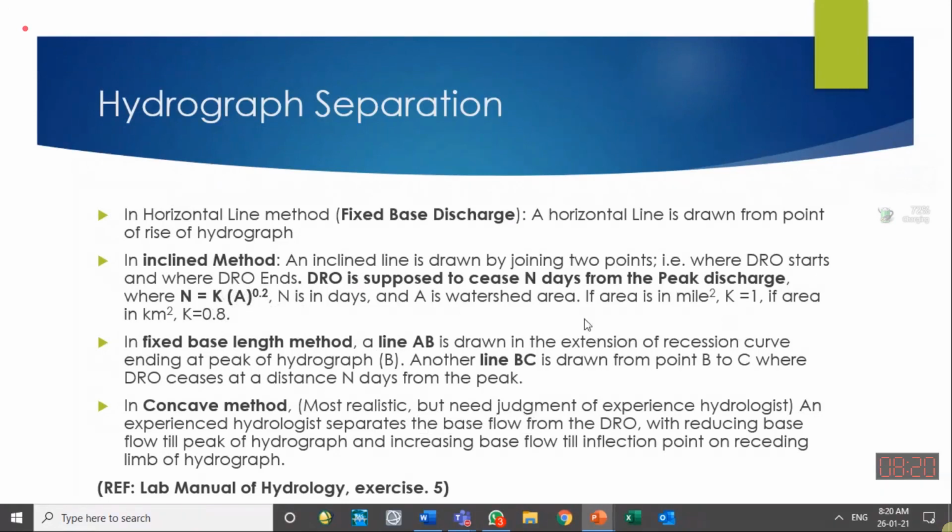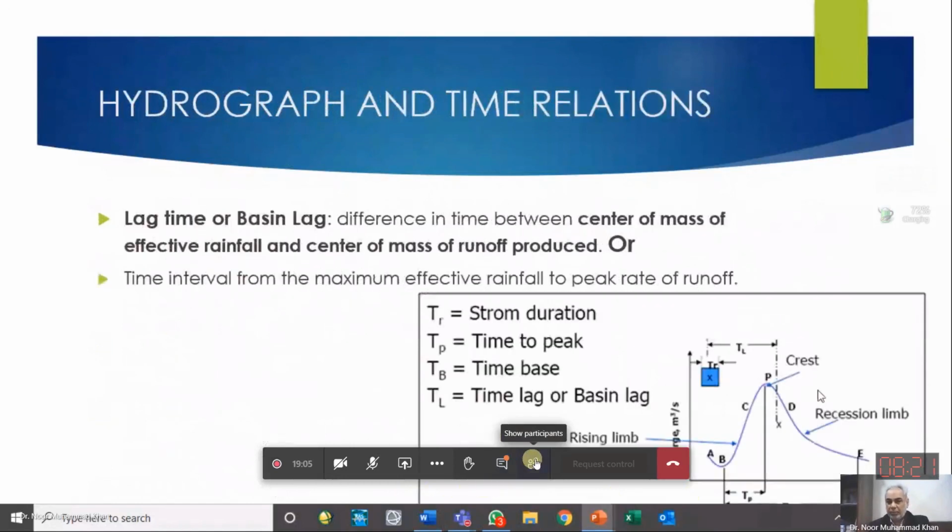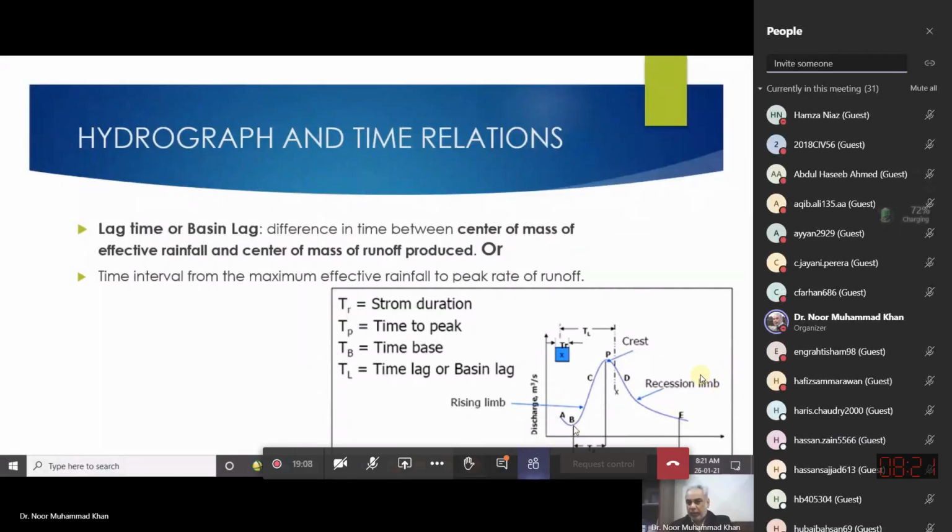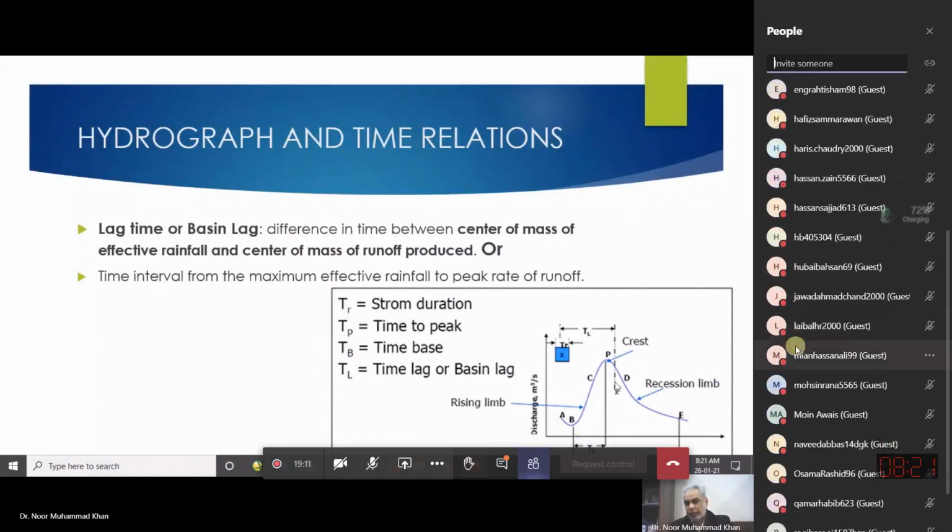So with area in miles square, we will get N as the number of days after the peak discharge occurs, after which direct runoff will cease, direct runoff will finish. So that point will be located. And the start point is located in the same way, from the start of the rising of the receding limb, from the start of the rising of the hydrograph. So that point B remains the same as previously. That is the start point of the direct runoff, and the end point is selected.